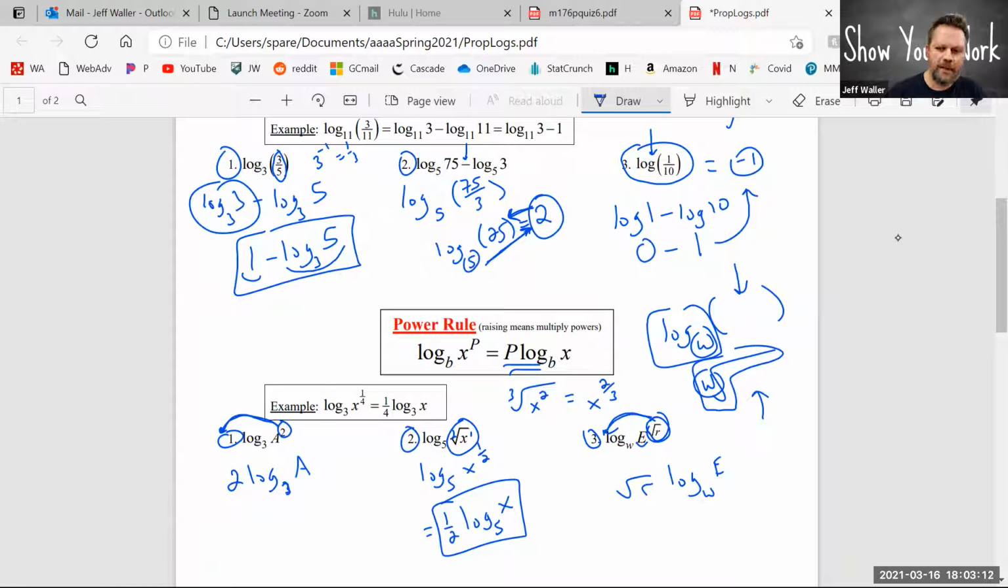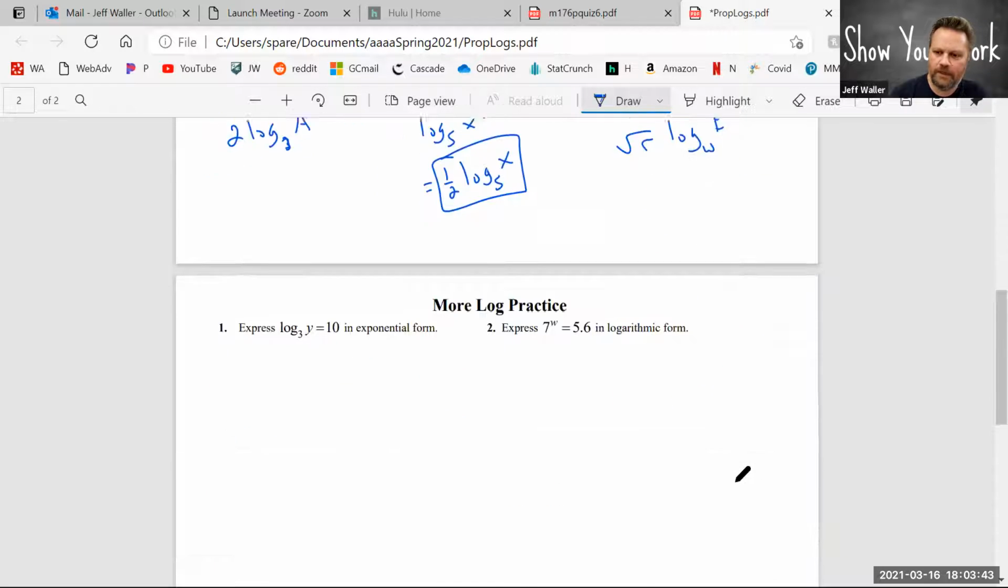So the property here for the power rule is if I have the log of something and the thing inside the logarithm is being raised to a power, I can take that power out front. And that, of course, is one of the more powerful properties because it allows us to solve equations.